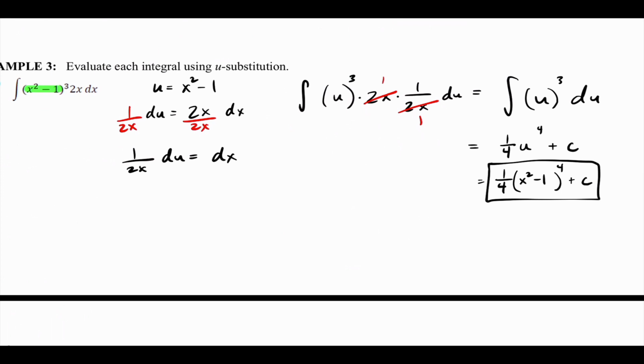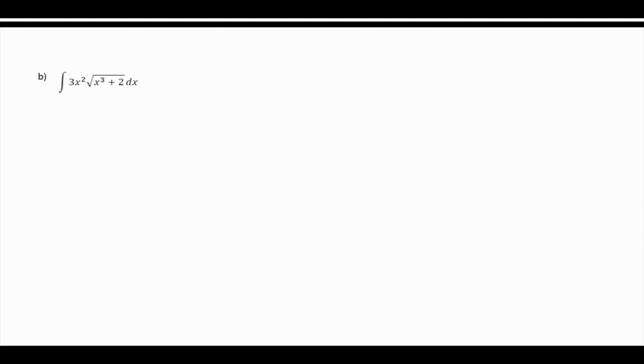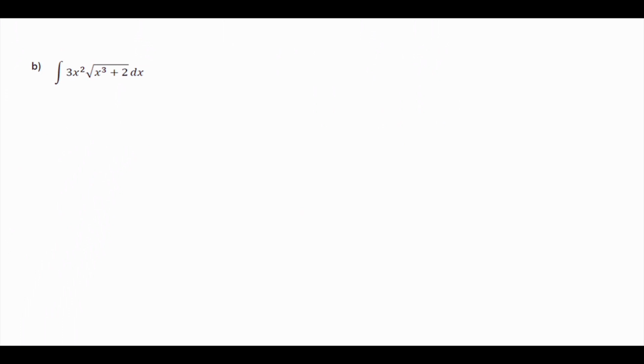Okay? There's a lot of parts to it, but the parts kind of flow together. So that is the antiderivative of x squared minus 1 to the third times 2x. That's the antiderivative without using the power rule, by using U-Substitution. Okay? All right, let's go for the next one.